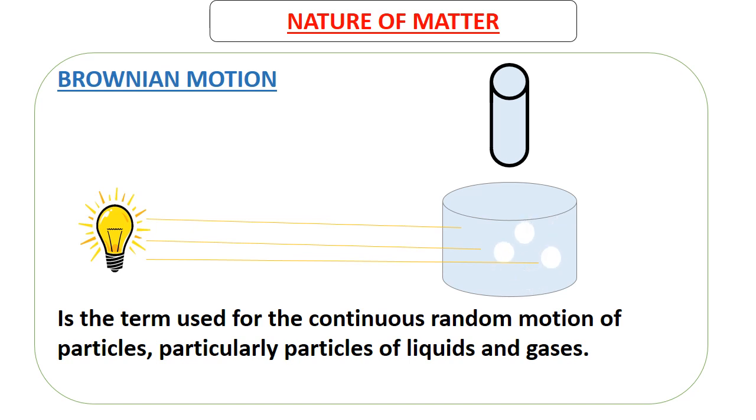And continuous random motion means the motion is ever happening. They are always moving. And random means the direction they take when they are moving, you cannot predict it. It's ever changing. So that's what Brownian motion is all about. But the question is, why is it that they are always moving? Why is it that they are always doing like this?